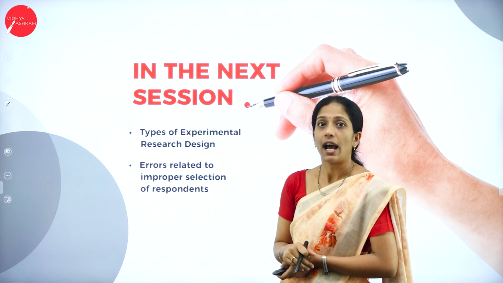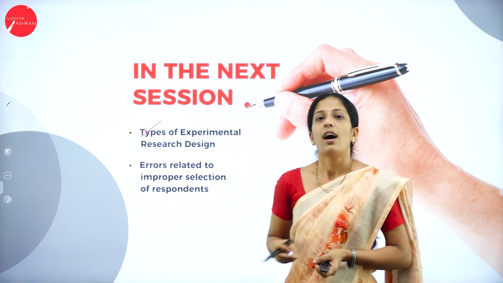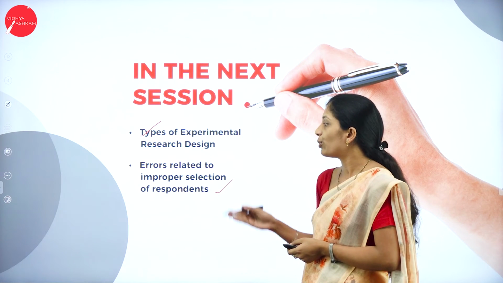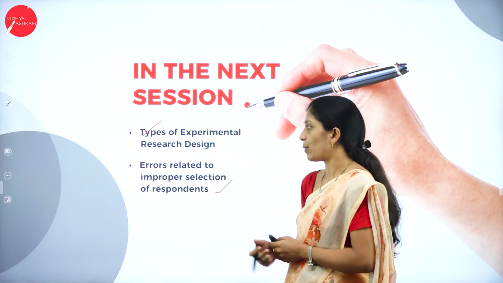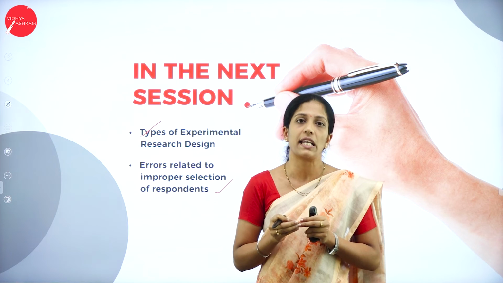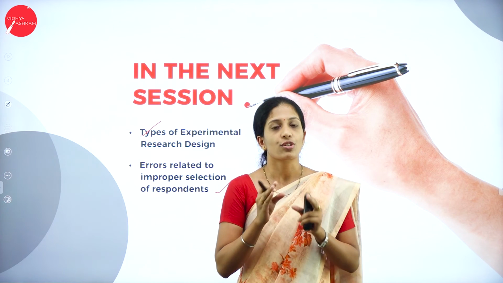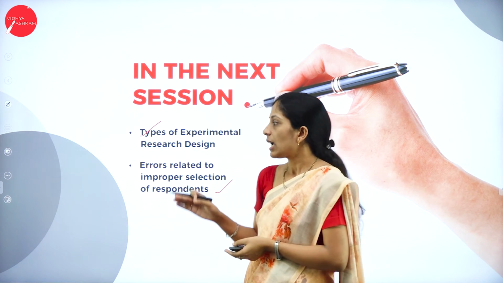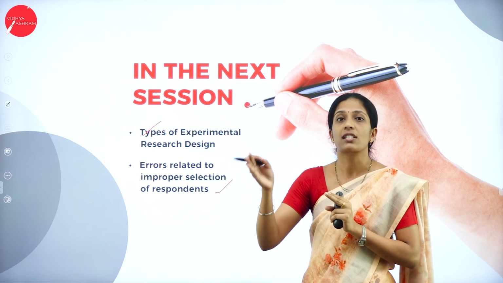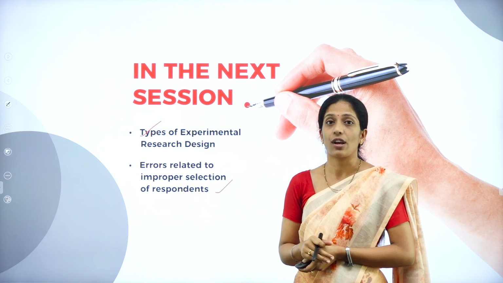In my next session, I am going to discuss types of experimental research design, that is, how the experimental research design should be, and the next one is errors relating to improper selection of respondents. What are the errors that can be identified in business research design? In order to make a proper research, there should be elimination of errors, correct? In the same way, here also we are going to see which types of errors affect the business research design. So these are the two topics I am going to discuss in your next session.